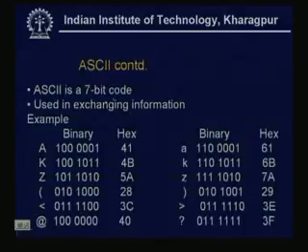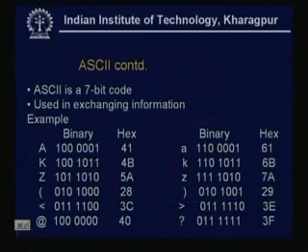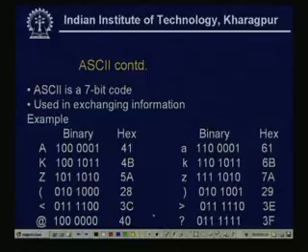ASCII is a 7-bit code normally used in exchanging information. In our keyboard, when we press A, immediately it is converted to a 7-bit binary number. This is predefined. Say this, 1000001, is my capital A.